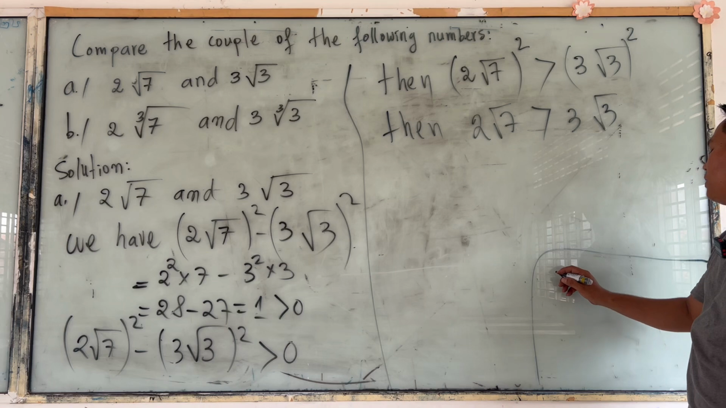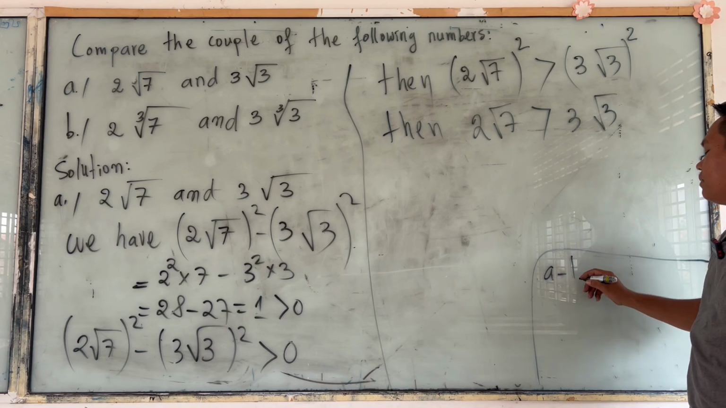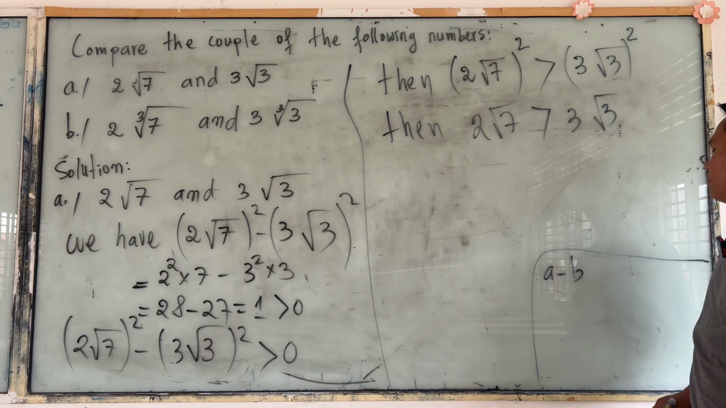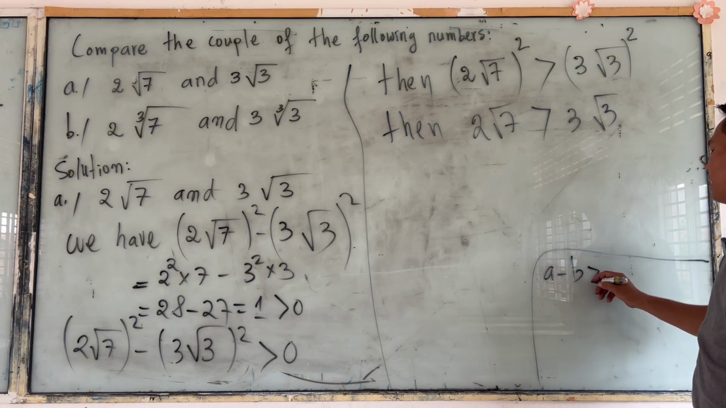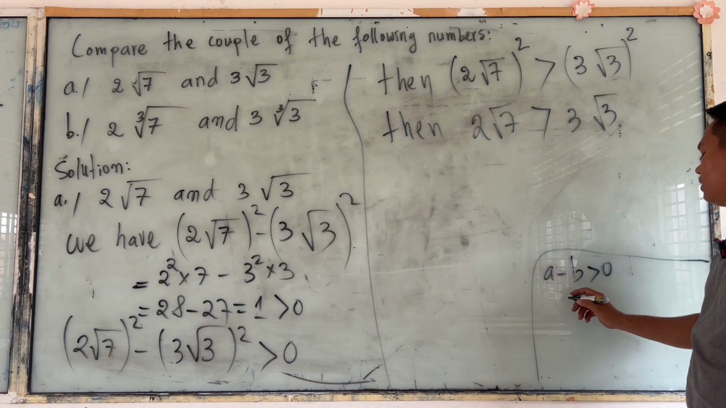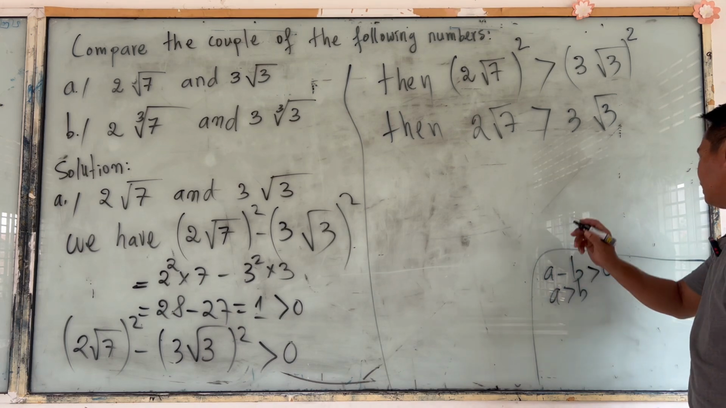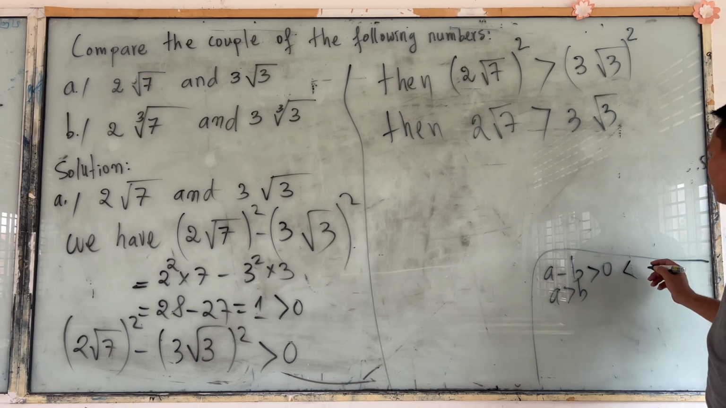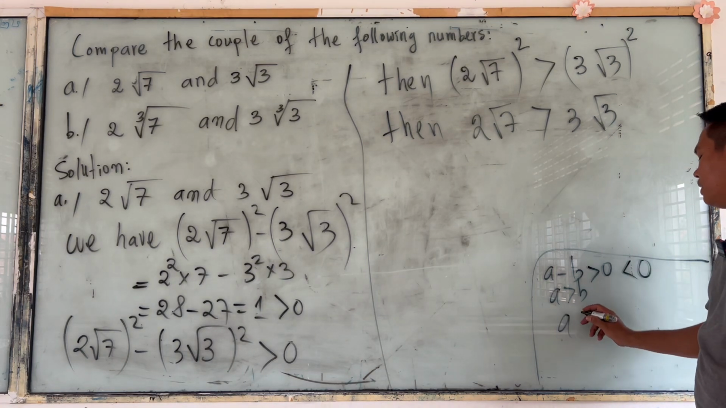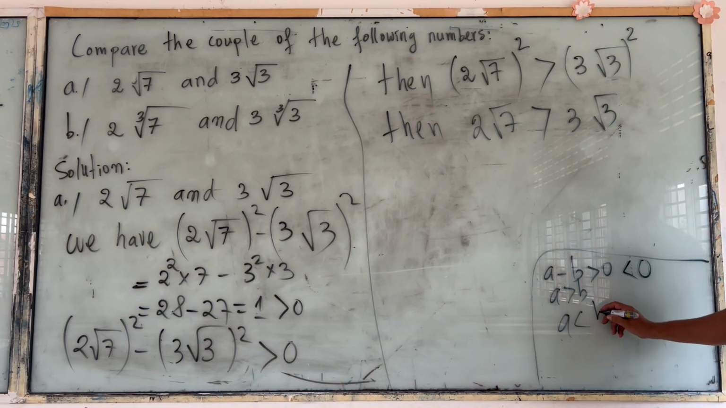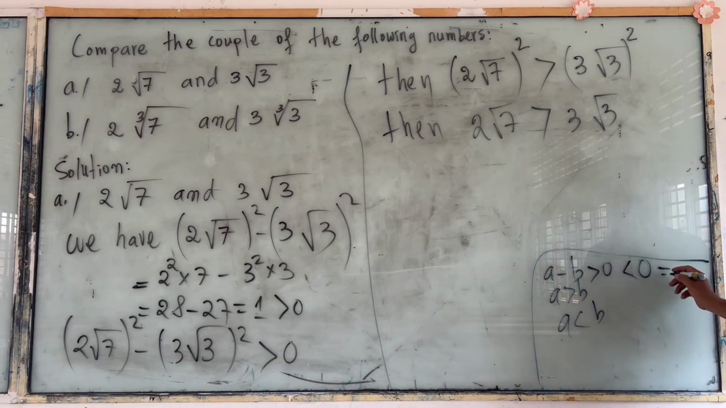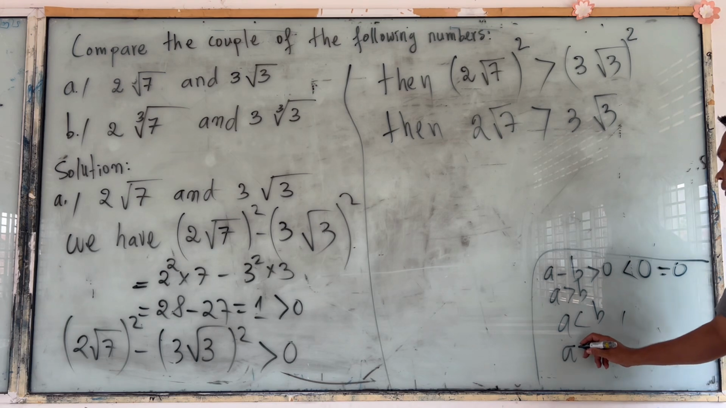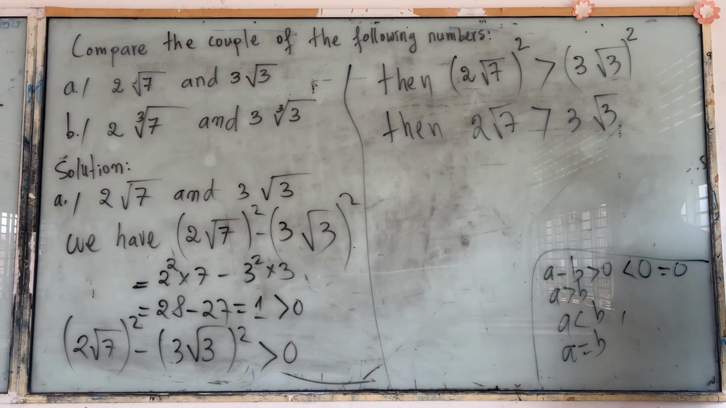When you want to compare A and B, you subtract A and B. If you get this greater than or equal to 0, you get A is greater than B. If you get this less than 0, you get A less than B. And if you get A minus B equal to 0, you get A equals B, right? This is the comparison.